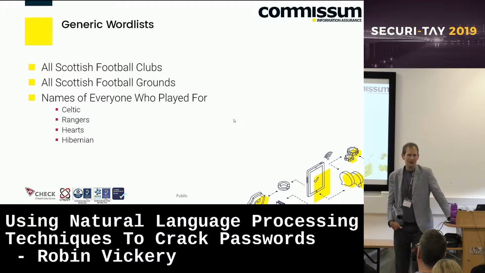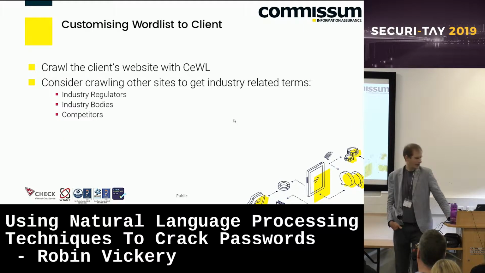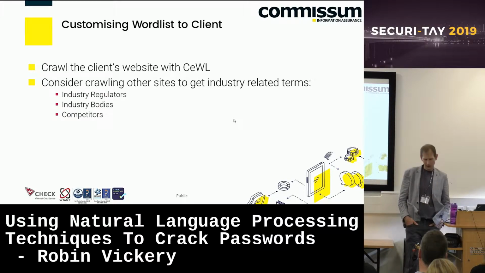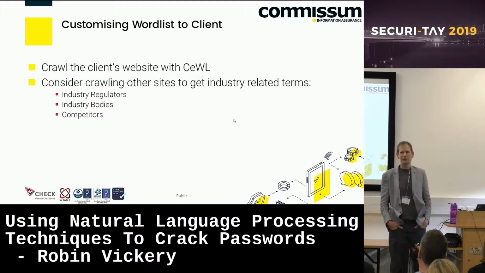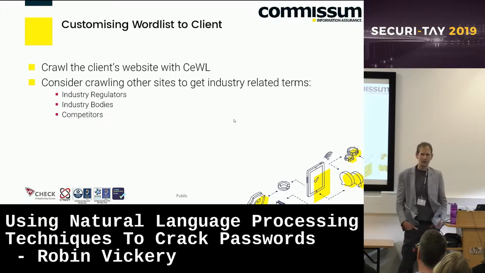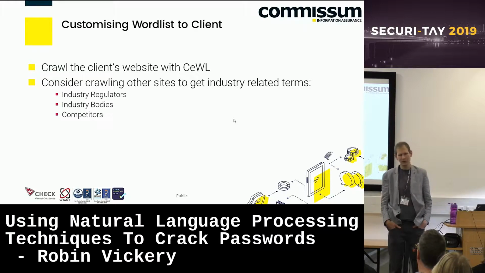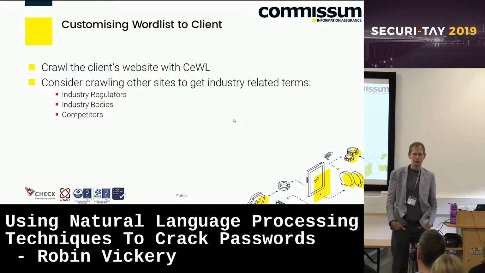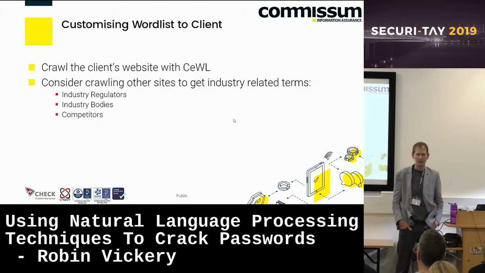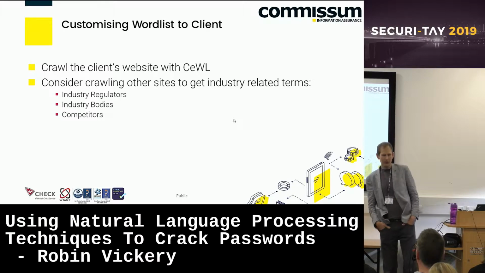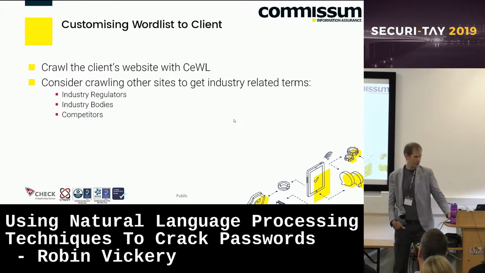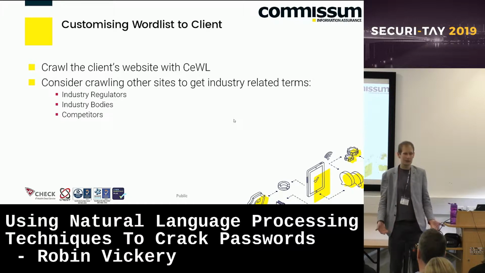But after that, you have to start tailoring things for the specific client you're looking at. The normal thing you do is you start crawling their website using CeWL. It gives you a list of words which are related to that particular customer. You might want to crawl other websites which are in the same industry, so competitors, either regulator websites or other industry websites, to find other terms which are used within that company.